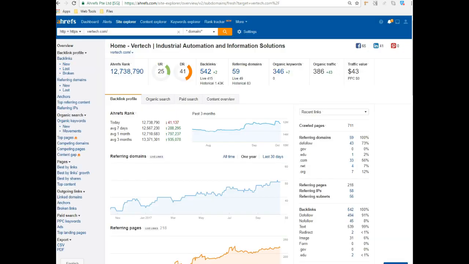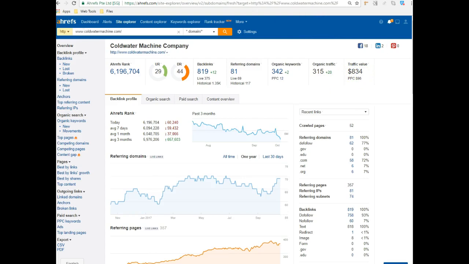Looking at some of your competitors, we got Vertec. Looking at 12, almost 13 million in the world as far as their global ranking, their website ranking. They have a lot of backlinks, and that's getting them found for a lot of keywords. 346 keywords is what this tool is suggesting, bringing them on average about 386 organic visits to their site each month without any ads.